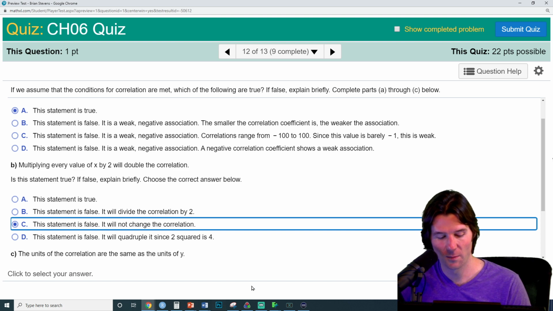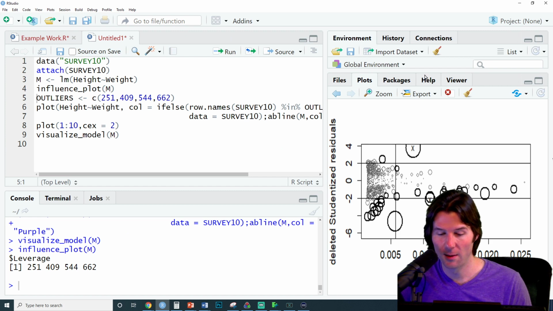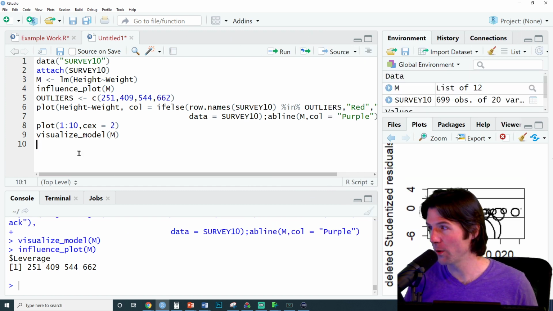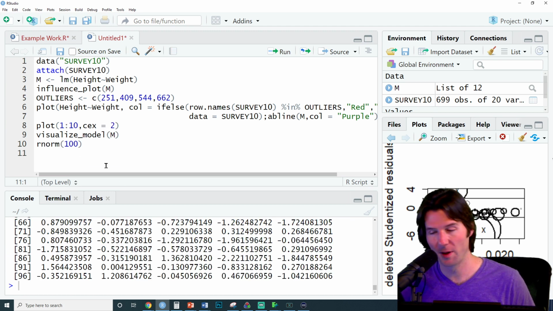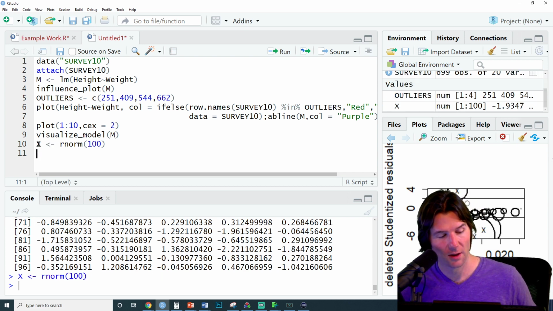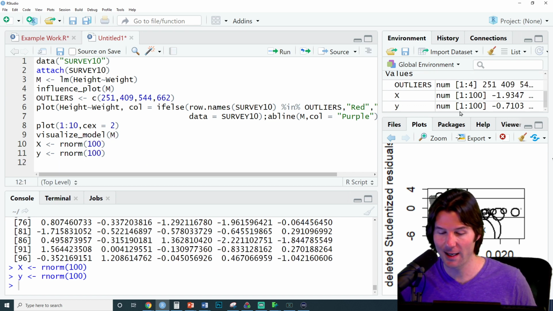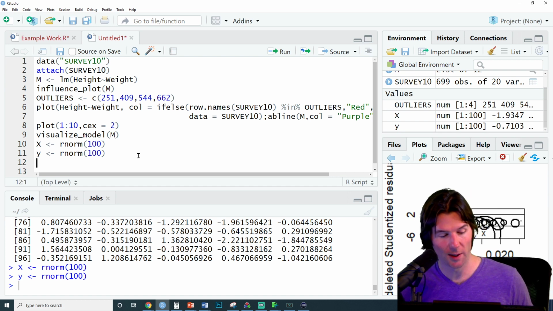It's easiest to do it inside of R. That's why I love R, to quickly make some numbers. If you want normal numbers, you can type random normal, and you can get 100 random normal numbers. So these are all z-scores. We're going to save an x as 100 random normal numbers, and then save a y as 100 random normal numbers. So now we've put an x and a y inside of R as 100 random normal numbers each.